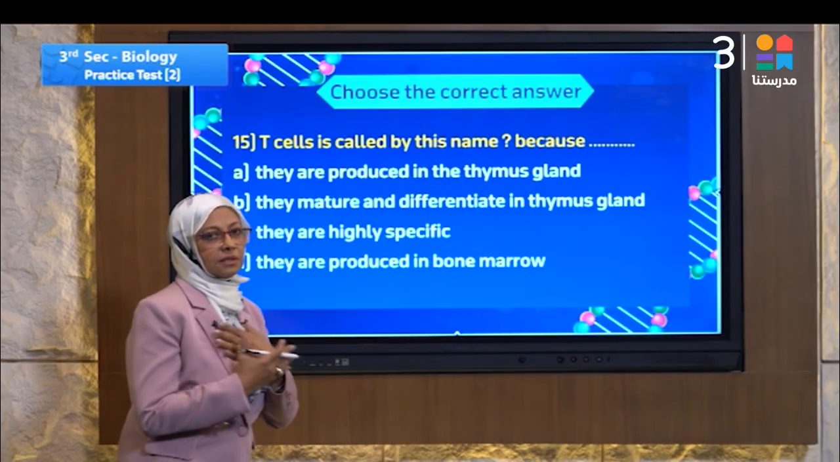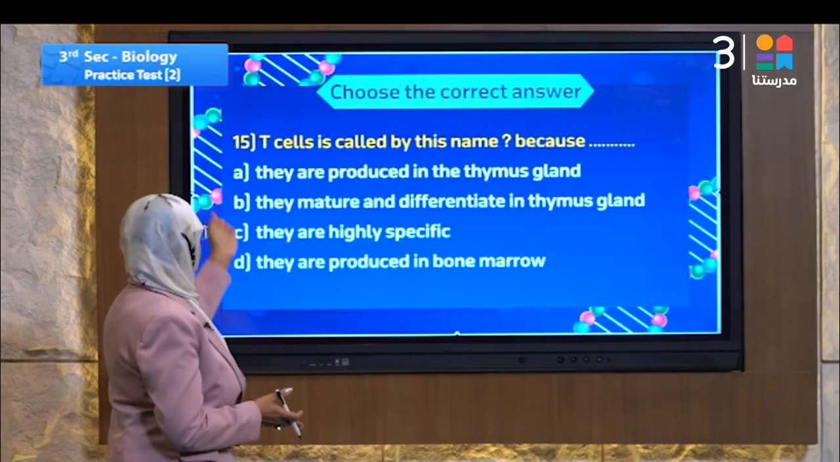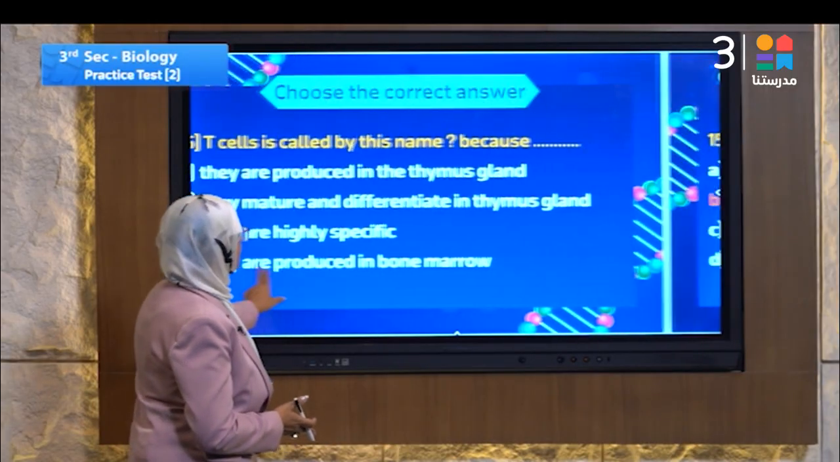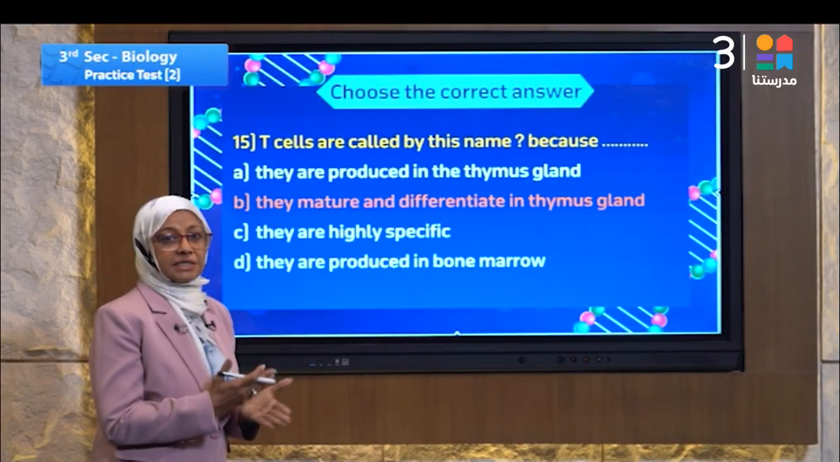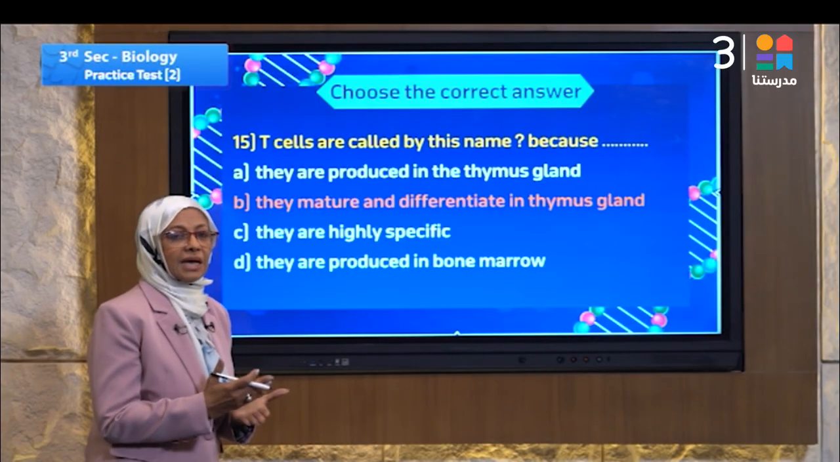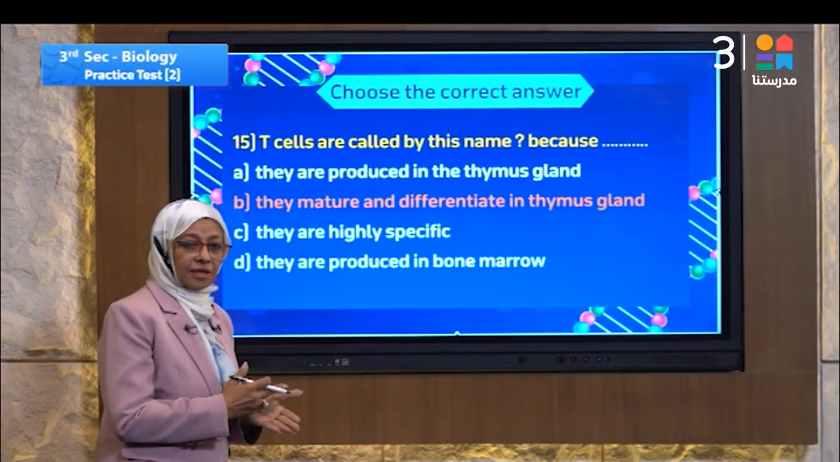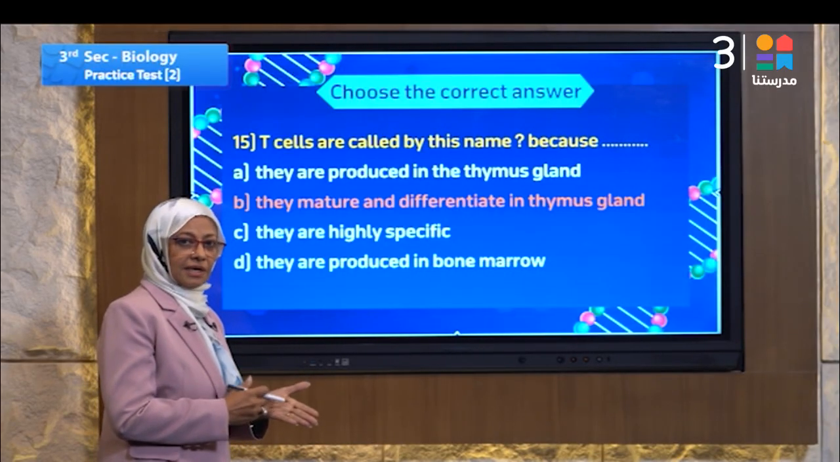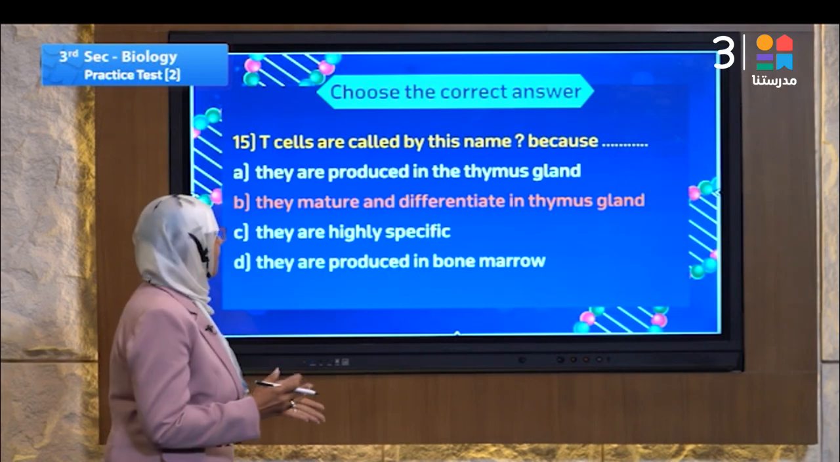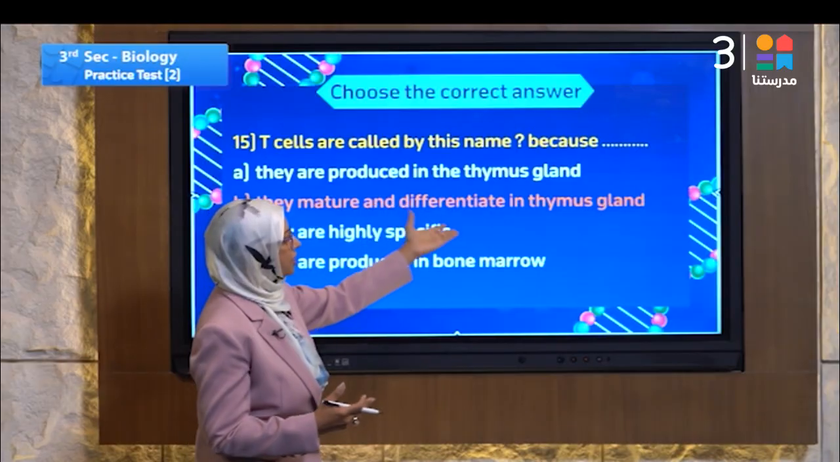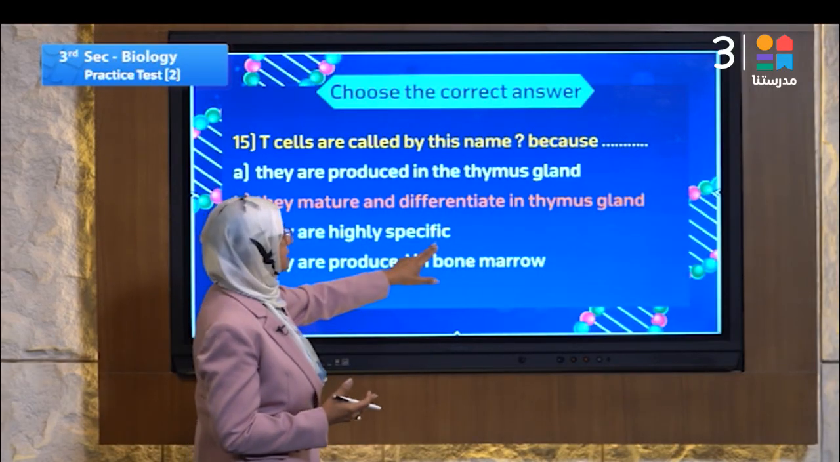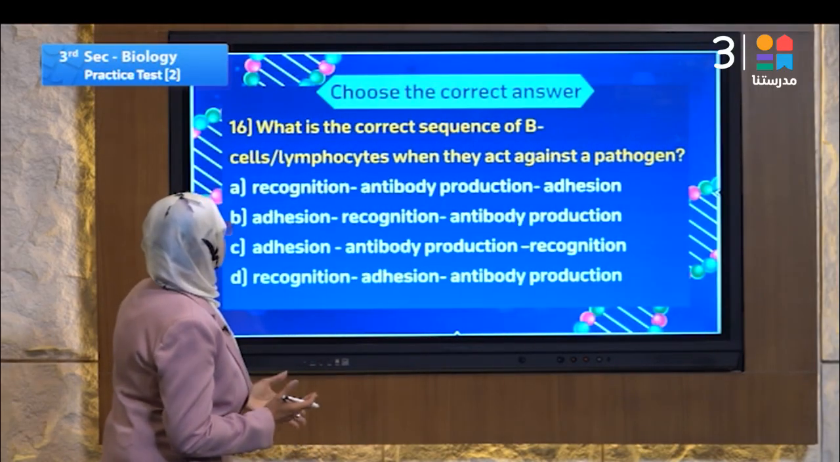No, I choose number B, because they mature and differentiate in the thymus gland. That's the reason it is named T cells. T means the first letter of thymus gland, because it becomes mature and differentiates in the thymus gland. Yes. Let's go to 16.